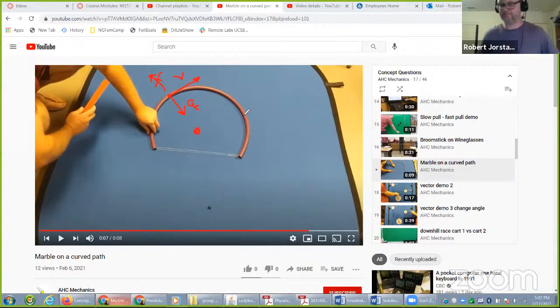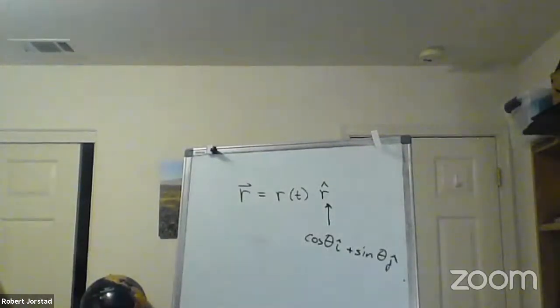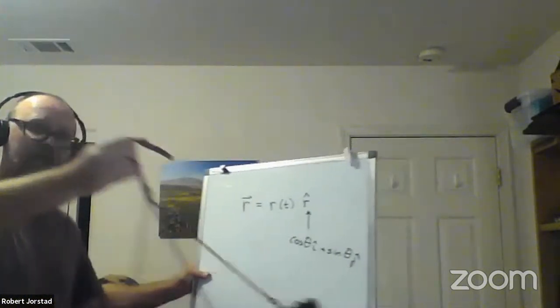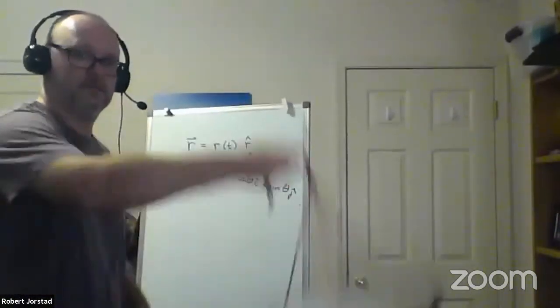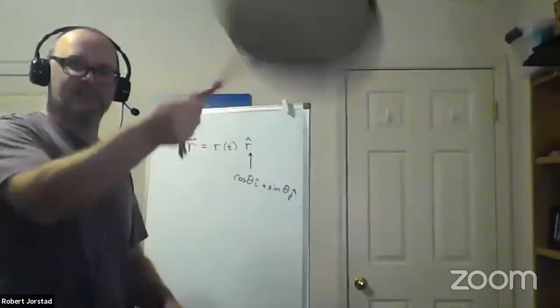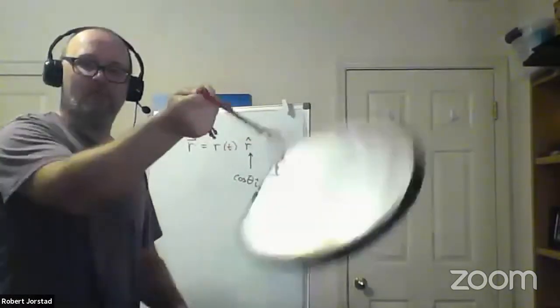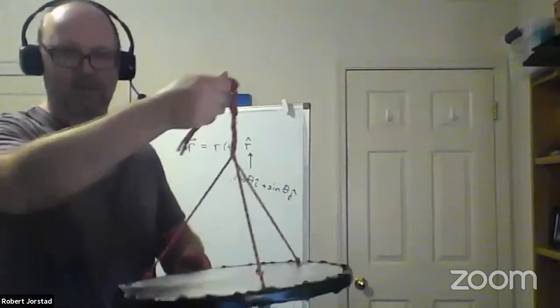Another example. In this case, when I'm spinning this thing, what is the object that keeps this thing from flying around and smashing into my door? The rope. Do ropes push? No, they pull. Tension. They pull towards the center.